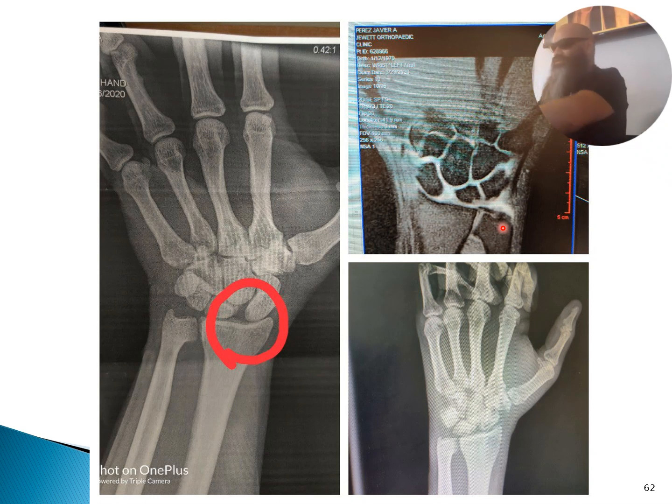But yeah, I had wrist pain on the dorsal part right here. That was really bad. I heard audible clicking and popping, grinding. Grip strength was going away. I was just like, whatever, I'll be fine.